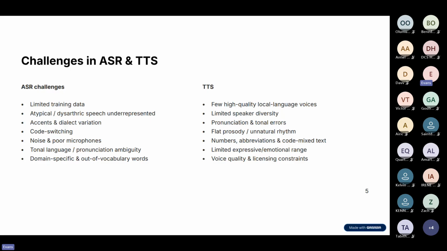And then, yeah, domain specific and out of vocabulary words. We've talked about this. So if you have a general model, but then you want to say something about health. So let's say a TTS model that was trained on general data and you want to type, okay, I have malaria, right? Well, in Twi, you say maybe "mewo malaria", right?